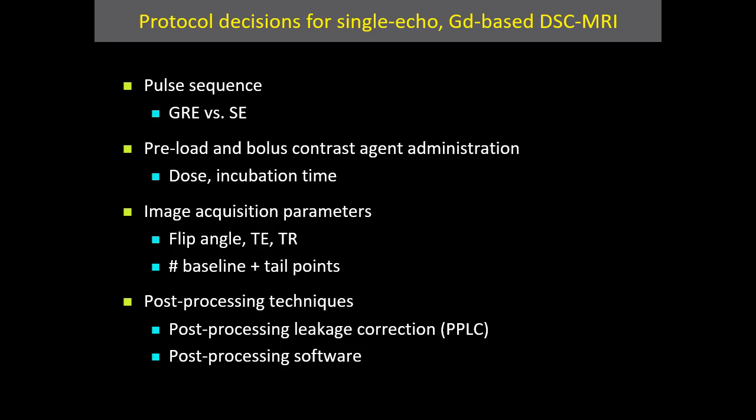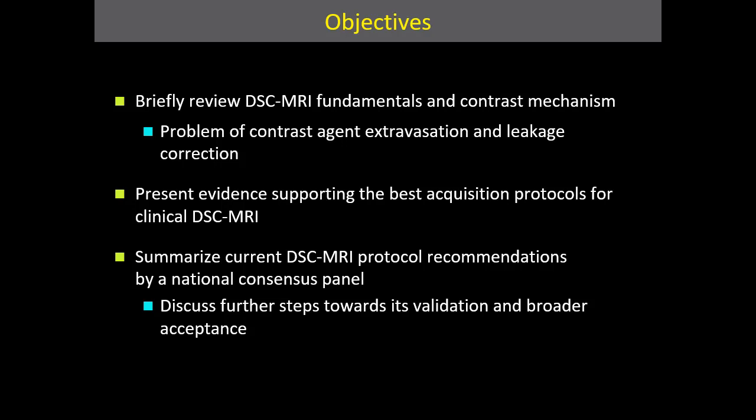to be made for single echo gadolinium-based DSC, including the choice of pulse sequence, preload and bolus contrast agent dosing, image acquisition parameters, including flip angle and TE, and post-processing techniques, including post-processing leakage correction. And so after briefly reviewing DSC-MRI fundamentals and contrast mechanism, including the problem of contrast agent extravasation and leakage correction, I'll present evidence supporting the best acquisition protocols for clinical DSC, and I'll summarize current DSC protocol recommendations by a national consensus panel and discuss further steps toward its validation and broader acceptance.